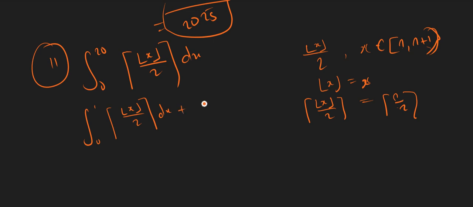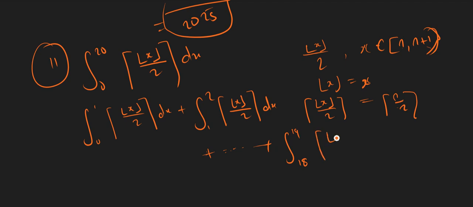Then we're going to add the integral from 1 to 2 of the ceiling of the floor of x over 2 dx, and we're going to continue up until we get to 19. So we get the integral from 18 to 19 of the ceiling of the floor of x over 2. And of course we can't include 20, because in this case the ceiling will be zero as well, so we just stop at 19 there.